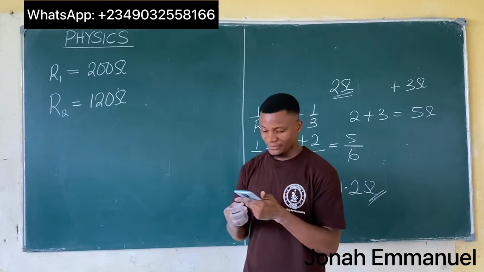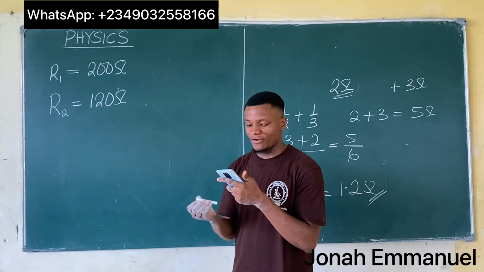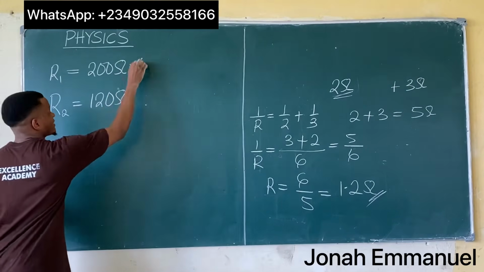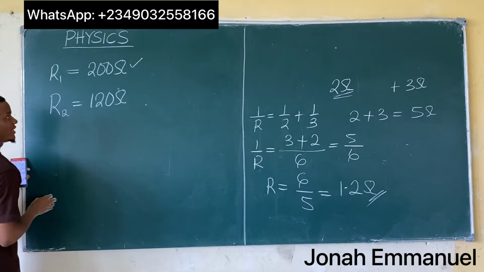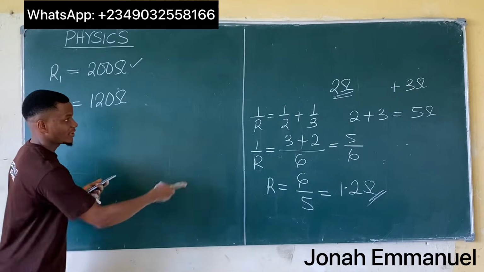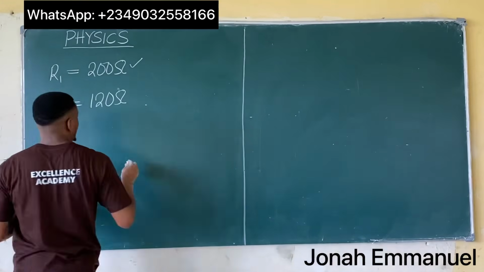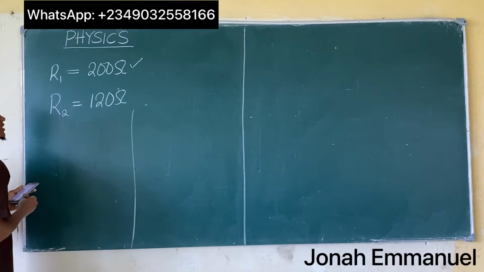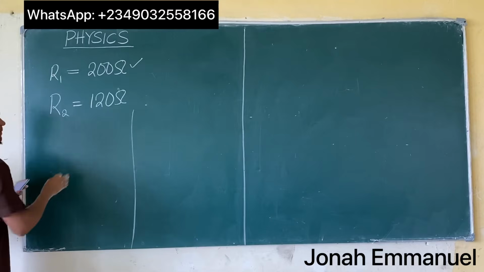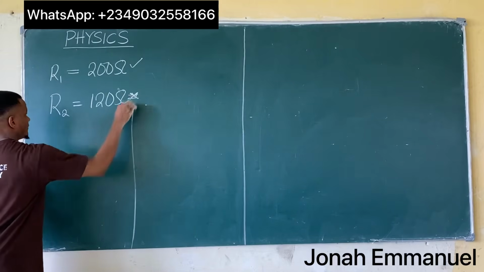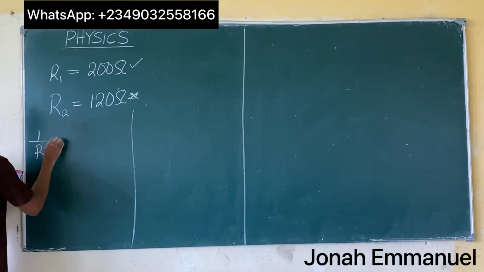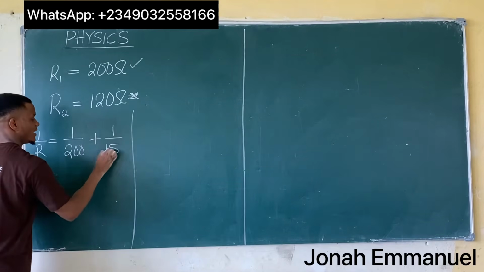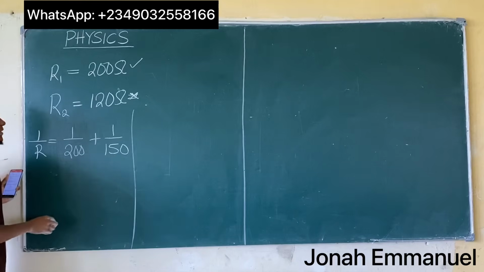Let's use B and C. B says let's connect a 150 ohm resistor in parallel. Now this was my initial resistor. So if I connect 150 in parallel, what do I have? I'll take this up first. Let me connect 150 to this in parallel and see if I will get this as my answer. So I'm having 1 over R is equal to 1 over 200 plus 1 over 150. I'm taking inverse to show parallel connection.